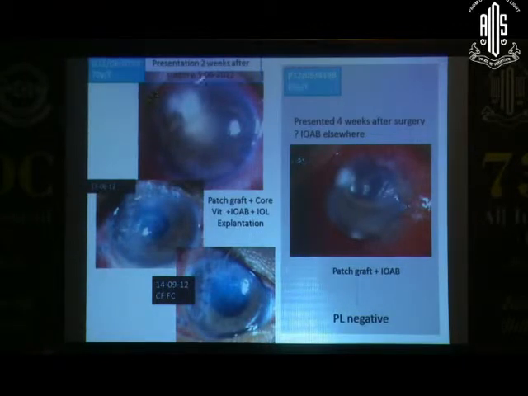However, these patients came later, 2 weeks after surgery, and this patient 4 weeks after surgery. And as you can see, because they presented pretty late, they had much more inflammation and anterior chamber exudation. We did a patch graft, and this one required a core vitrectomy because even the vitreous had got involved. We knew at this point what the etiology is going to be.